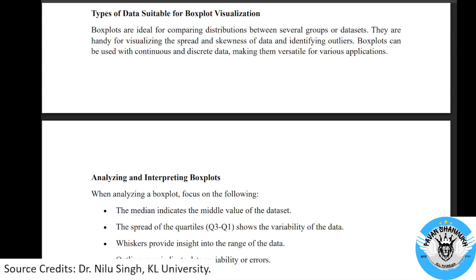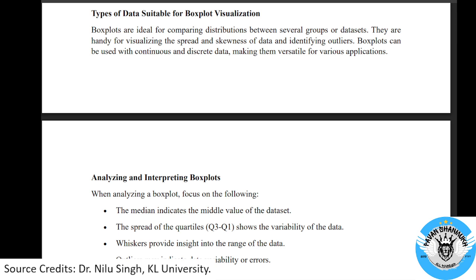Box plots are ideal for comparing distributions between several groups or datasets. You can distribute several datasets too, and compare the distributions between several datasets. That kind of provision is provided in this box plot visualization. So they are handy for visualizing the spread and skewness of the data and identifying outliers.